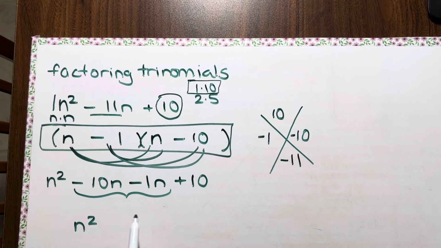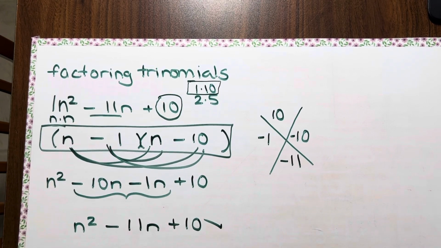So I get n squared. These are my common terms. So negative 10 and negative 1 add up to negative 11n, and then plus 10. So this checks out. I end up back with my original problem, and I have completely factored my trinomial.